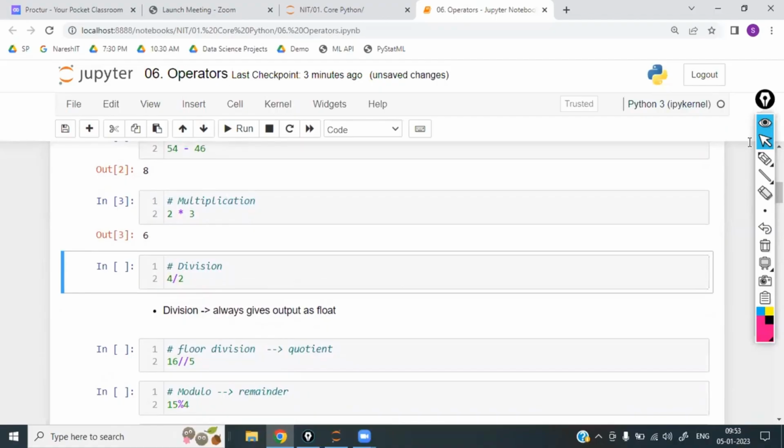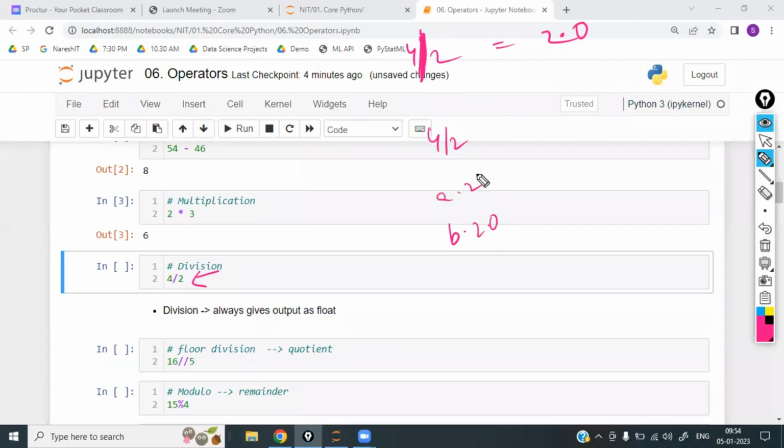Next, 4 divided by 2. Here, this is an important one. 4 divided by 2 generally means 2, as everyone knows. But in Python, whenever you use a division operator, it returns the output as a float value. This is one of the most important points, because in the certification there is a question: 4 divided by 2, option A is 2, option B is 2.0.